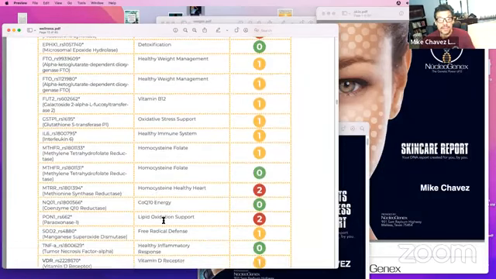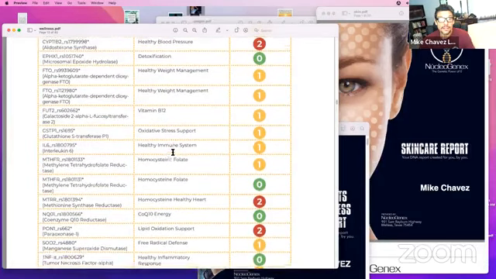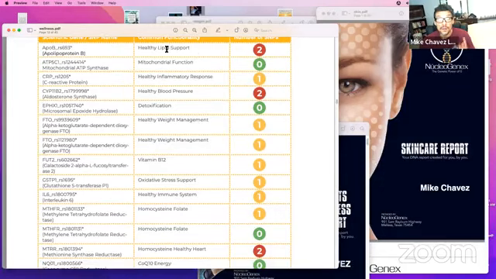The next one is lipid oxidation support. So lipid oxidation support, homocysteine heart health, healthy blood pressure, and healthy lipid support, those four genes all directly correlate to heart disease. When I saw this report, I knew it was accurate. I knew that I needed to take action and really pay attention to this report.